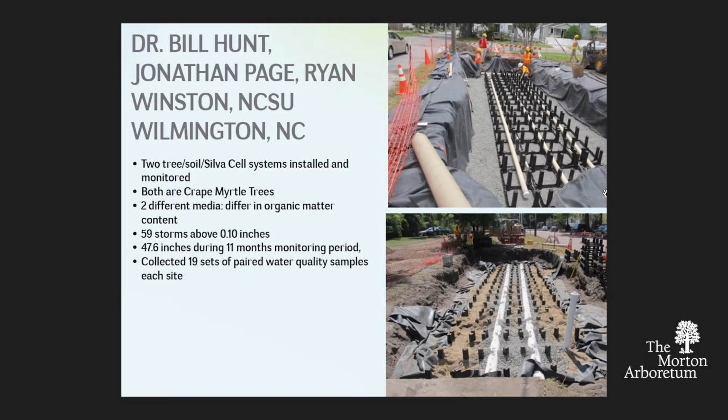This is some stormwater research out of North Carolina State, from Bill Hunt, Jonathan Page, and Ryan Winston. What we're looking at here is a suspended pavement system sitting on a subbase and having a pond liner around it. The purpose is that all of the water going in is accounted for. There's no stray water coming in. That's the distribution pipe. That's the under drain, which picks up the water when it's going out. And then this pond liner was put over the top again so that it could be sealed.